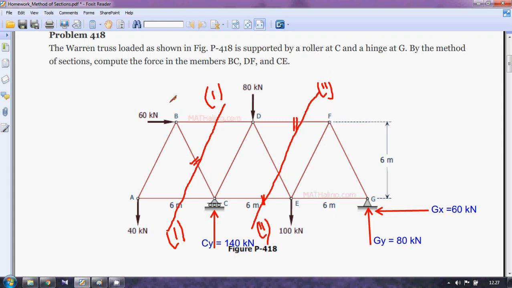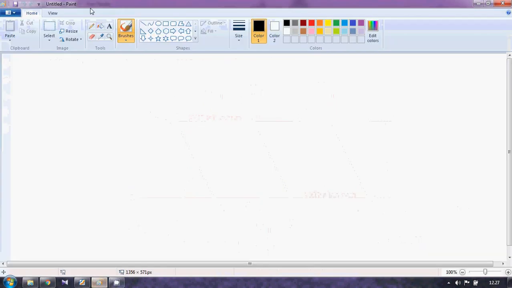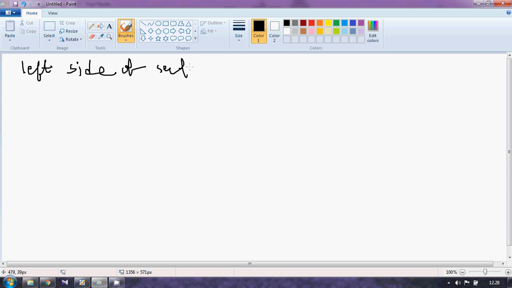So if I consider this section 1-1, the left side, not the right side. So the left side of section 1-1. If I draw the section, it will be like this.